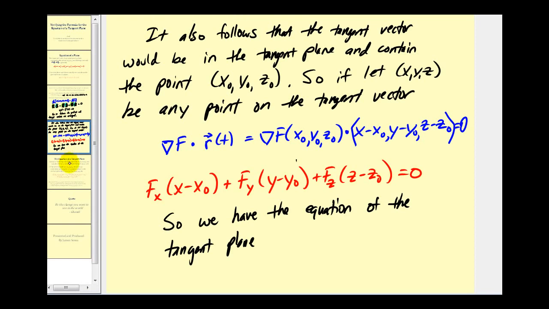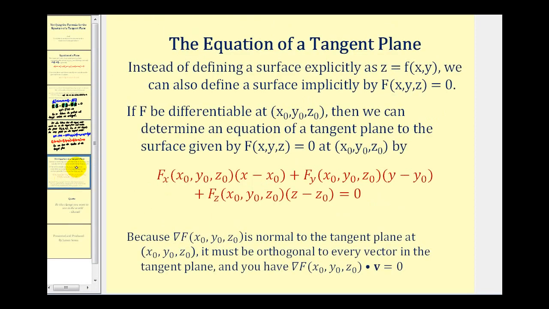So I hope this helps justify the equation that we used in the previous video to determine the equation of a tangent plane, as we see here.